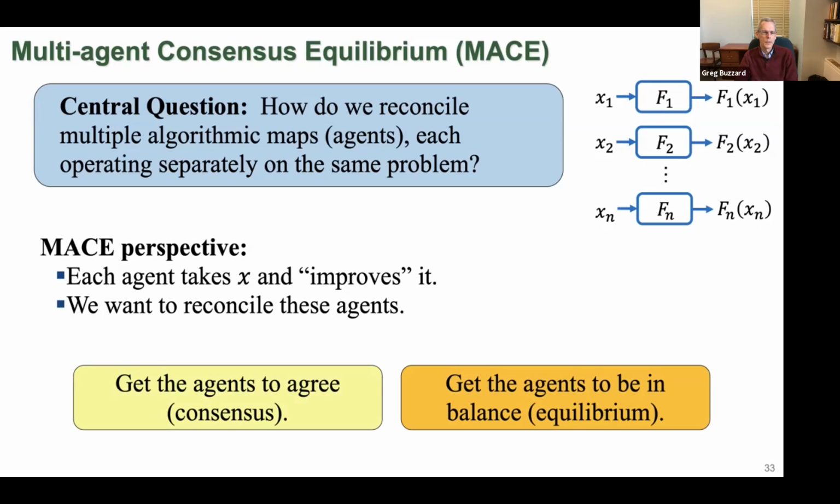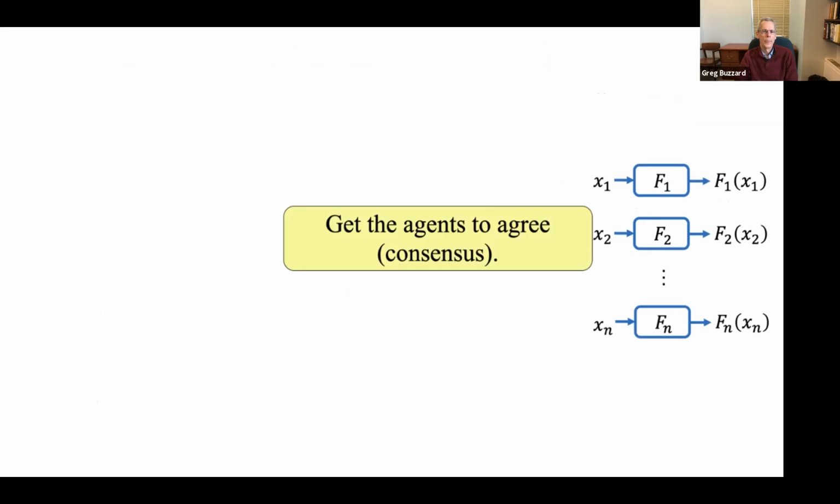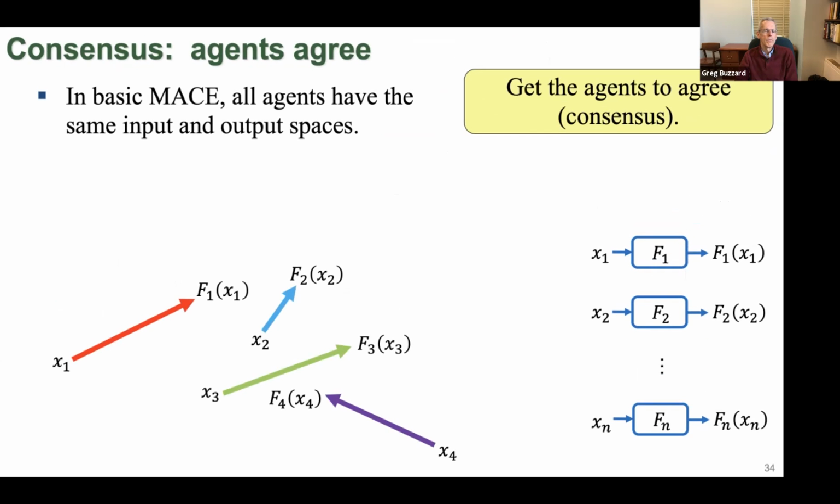We can break that into two pieces. We want the agents to agree, that's our consensus part, and we want them to be in balance, which is the equilibrium part. There are different variations, but we'll focus just on the case where all the agents have the same input and output spaces. So they're all working on a full reconstruction, for instance. For any given input, an agent tries to produce something that it thinks is better. Here, these are all uncoordinated. They're all just doing their own thing, not in consensus and not in equilibrium.